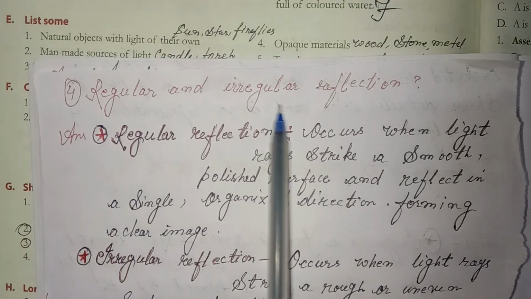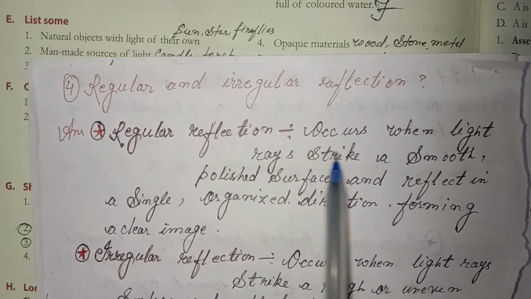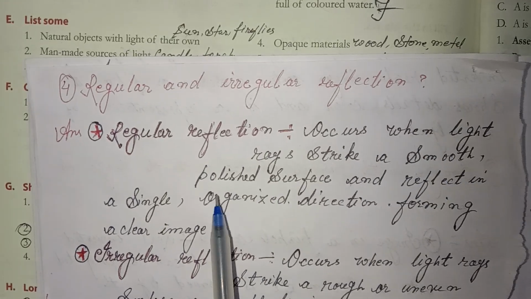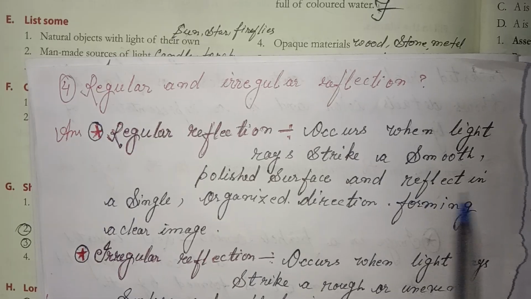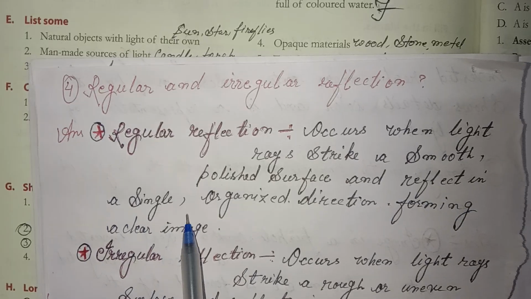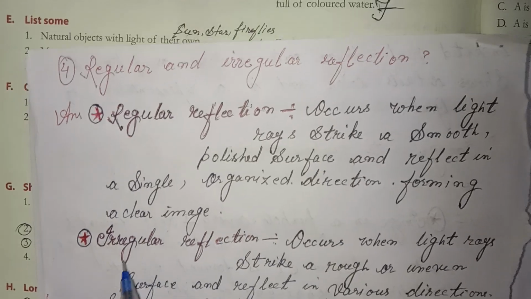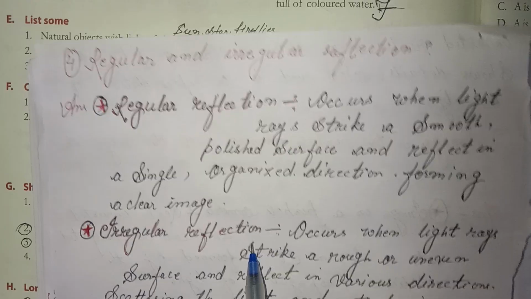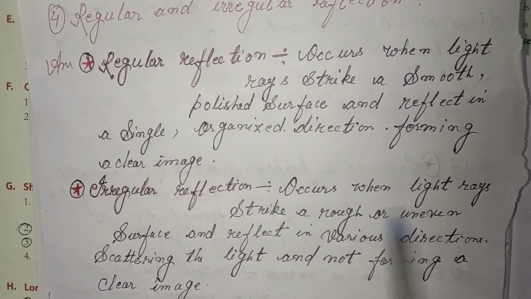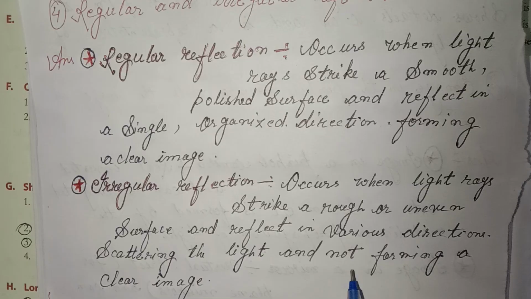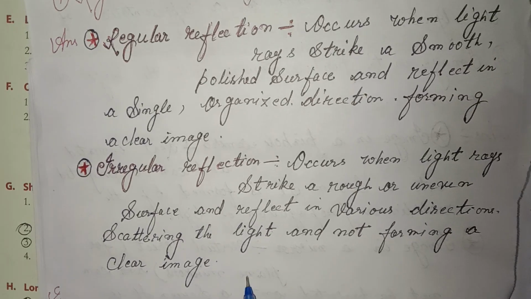Regular and irregular reflection. Regular reflection occurs when light rays strike a smooth polished surface and reflect in a single organized direction, forming a clear image. Irregular reflection occurs when light rays strike a rough or uneven surface and reflect in various directions, scattering the light and not forming a clear image.